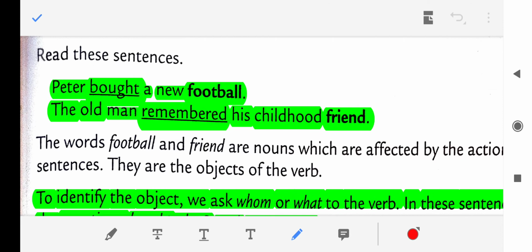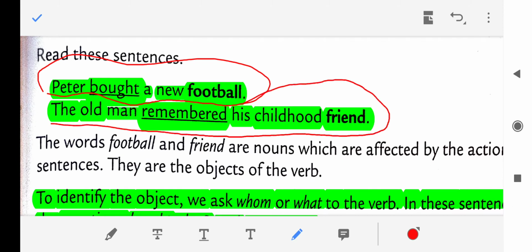Now read the sentences. Peter bought a new football. What did Peter do? He bought a new football. The old man remembered his childhood friend. What does the old man do? He remembered whom? His childhood friend.